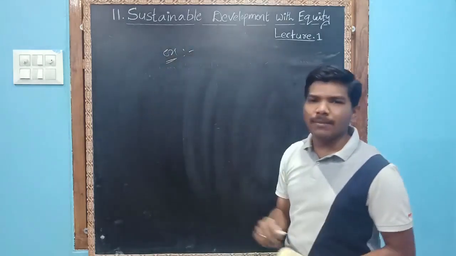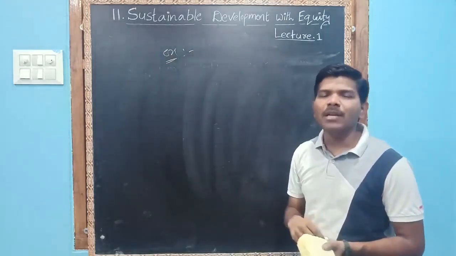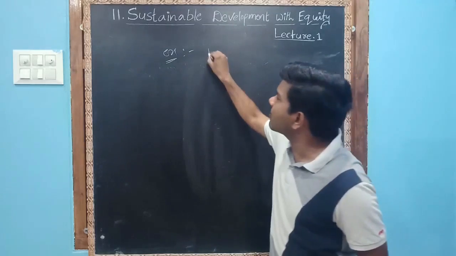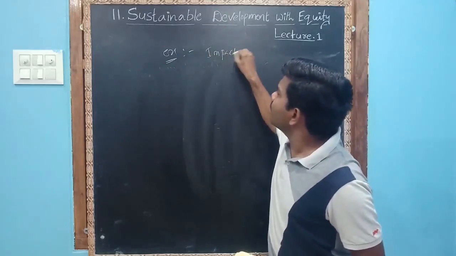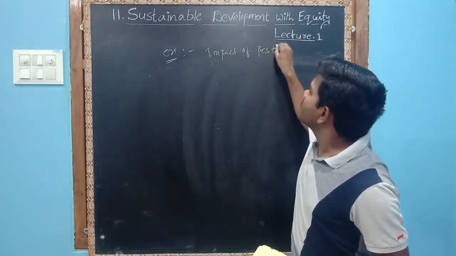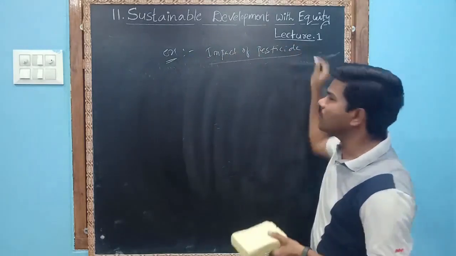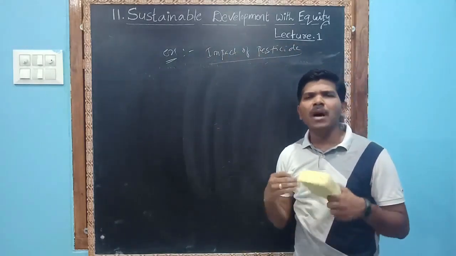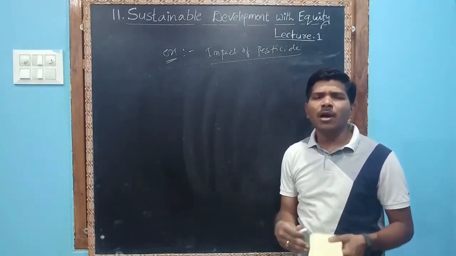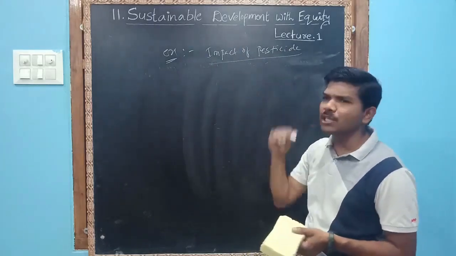Let us take one example related to pesticides. Impact of pesticides. There are many problems. We are facing a lot of problems due to these pesticides.